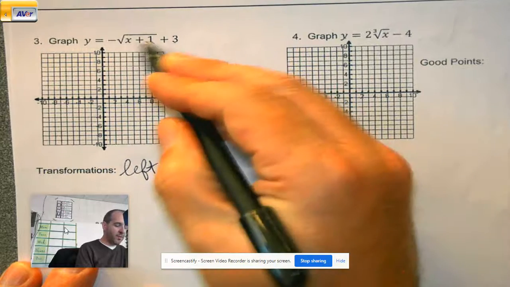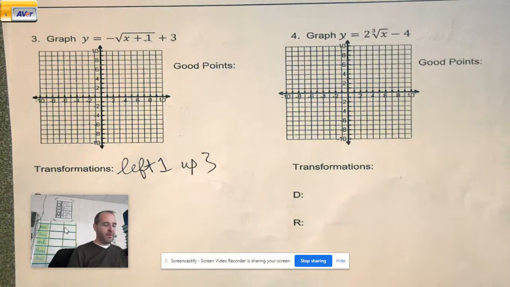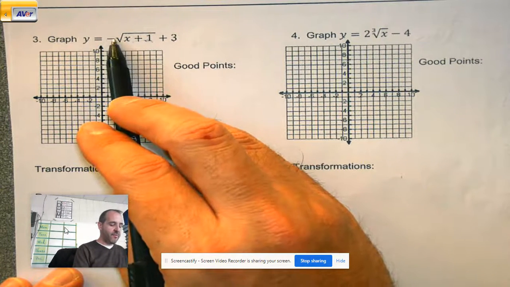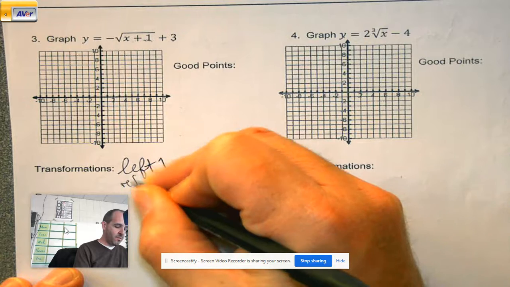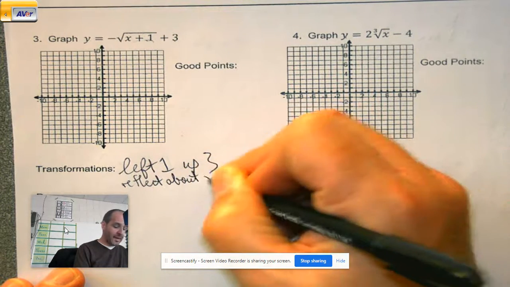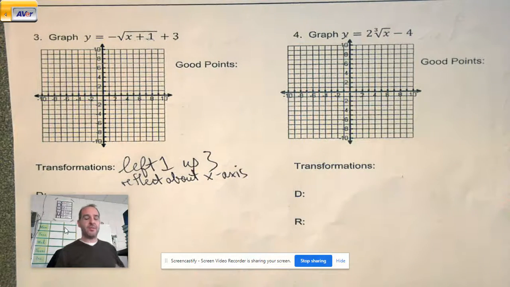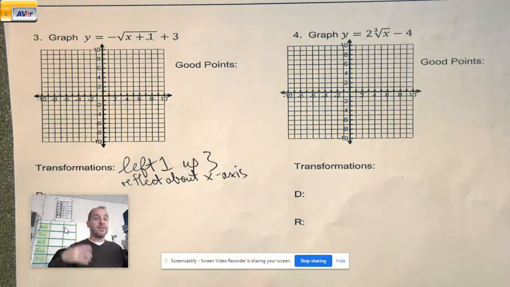Left 1, opposite of what I think. Up 3. But this time we've got the reflect. Reflect about x-axis. And I have people ask me, can I just put reflect? Well, no, because you can reflect about the y-axis. You can reflect about the line y equals x. All these other things. So no, you have to be specific.